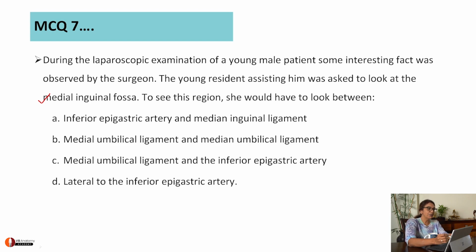Would she have to look between medial umbilical ligament and median umbilical ligament? Would she have to look between medial umbilical ligament and inferior epigastric artery? Lateral to inferior epigastric. See, lateral to inferior epigastric is lateral inguinal fossa. So this is wrong. Medial and inferior epigastric artery is where we should look. Medial umbilical ligament, median umbilical ligament would be supravesical fossa. Okay. And inferior epigastric and median inguinal ligament is too big a region.